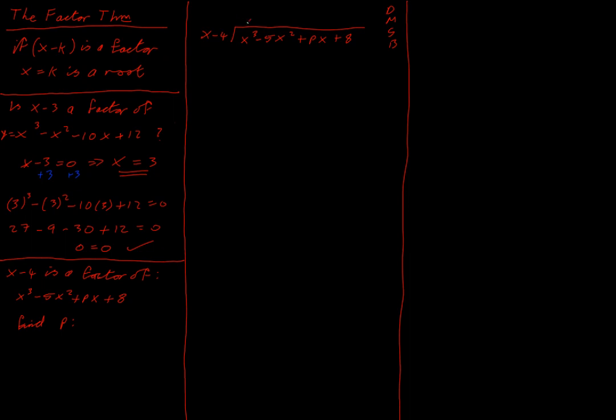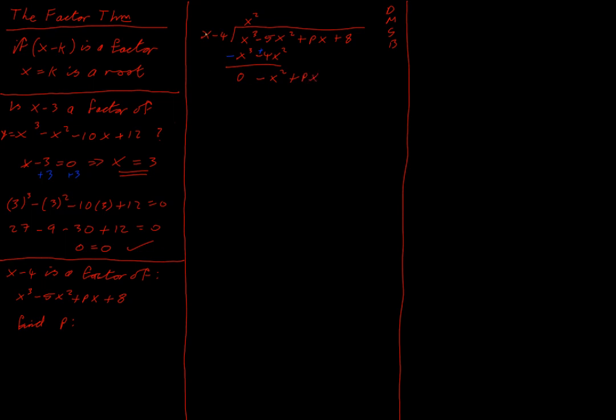Divide x into x cubed, we get x squared. Multiply x squared by x is x cubed. x squared by minus 4 is minus 4x squared. Subtract, so we are going to subtract. If we subtract a negative, it's the same as adding. So we end up with 0 here, minus 5x squared plus 4x squared is minus 1x squared. Final step, bring down, plus px.